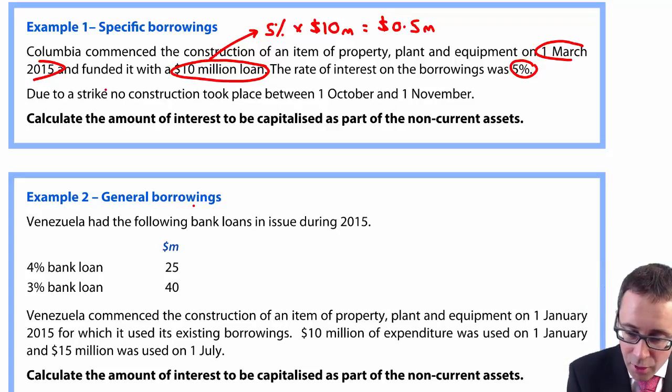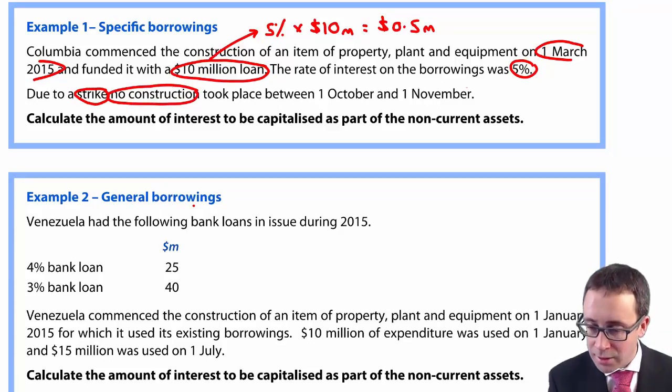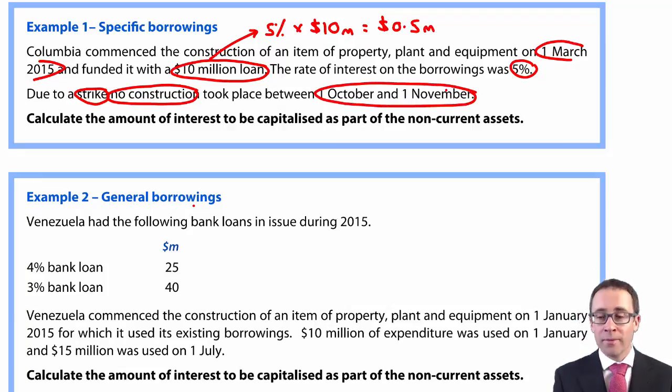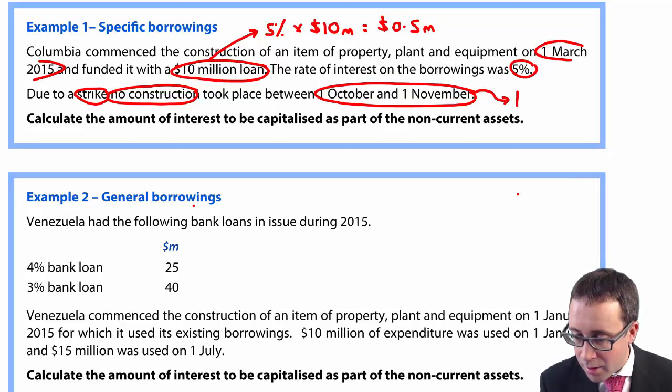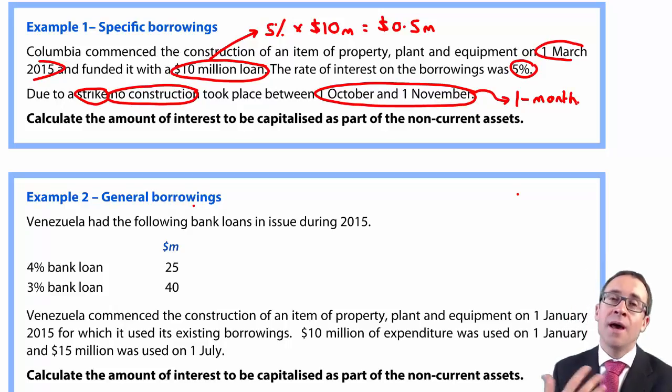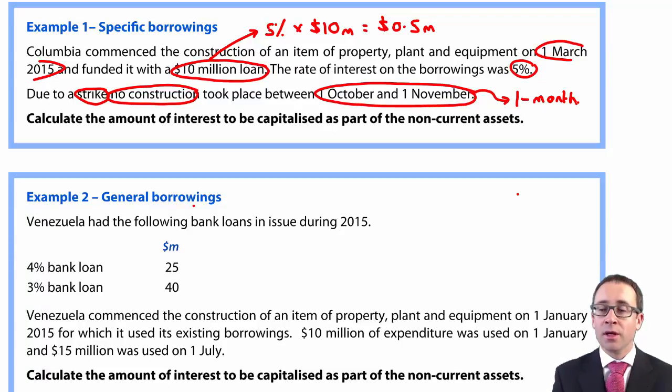It says there that there was a strike, therefore there was no construction that took place between the 1st of October and the 1st of November. So there was no construction for 1 month because of a strike. Therefore we are going to temporarily suspend the capitalization for 1 month of the year. So even though we have 10 months whereby the borrowing started, for 1 out of those 10 months, we weren't constructing the asset.